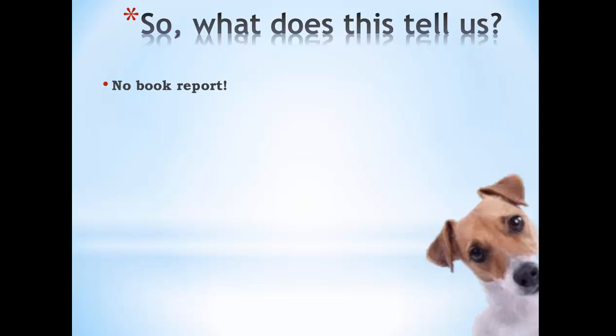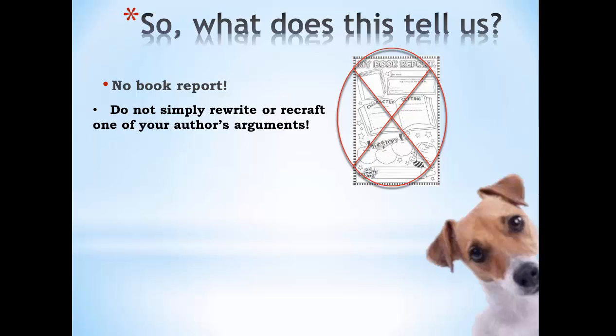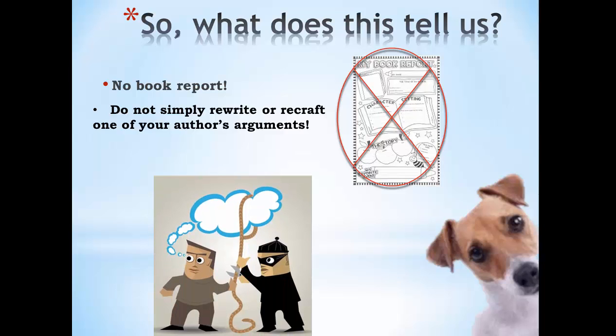All right, so what does all this tell us? One, it tells us that we should not be doing a book report. I've said don't rehash the arguments a million times now, but don't do a book report. Don't just turn your paper into a list of the evidence from your sources. We've already done the stasis map where we just piled evidence onto a page. An argumentative research paper is not that. It's not rewriting or recrafting your author's arguments. In fact, if you do that, that's what we consider plagiarism.